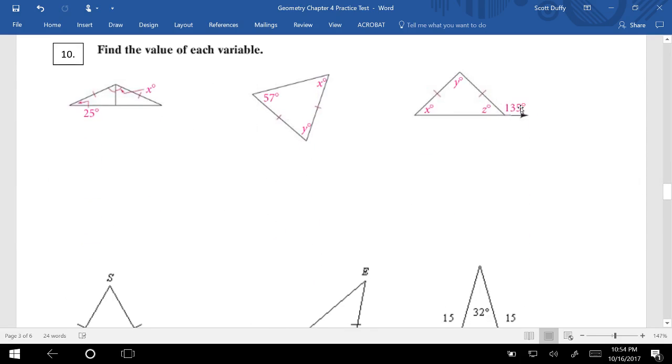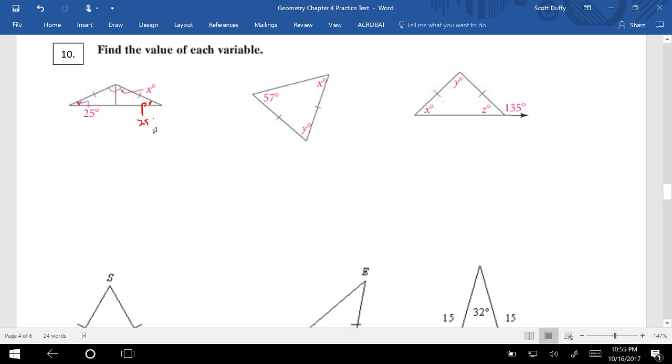Moving on to 10, find the value of each variable. So, if this is an isosceles triangle right here, and this side equals this side, then this angle right here equals this angle. So I know this is also 25 degrees. If I know these two are 25 each, I can find the big angle right here. And I see that x is just 1/2 of that.